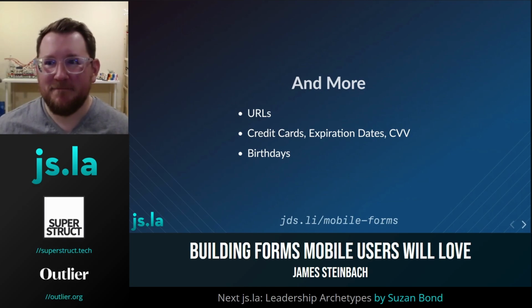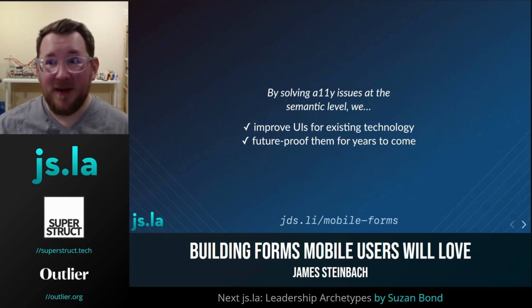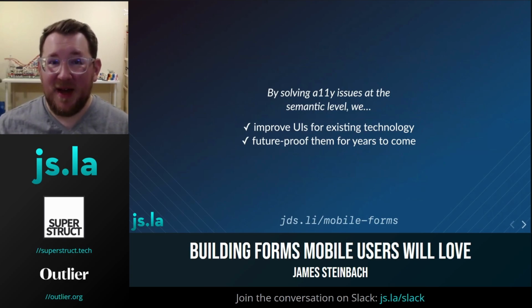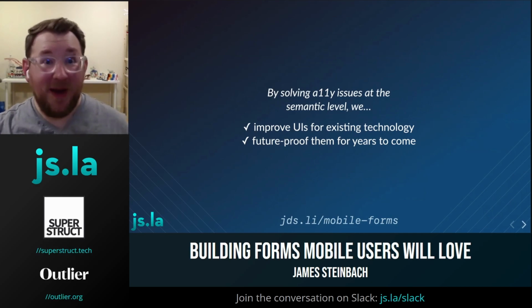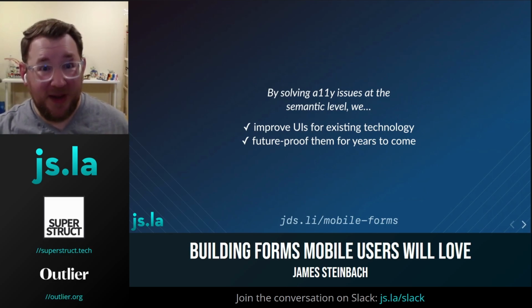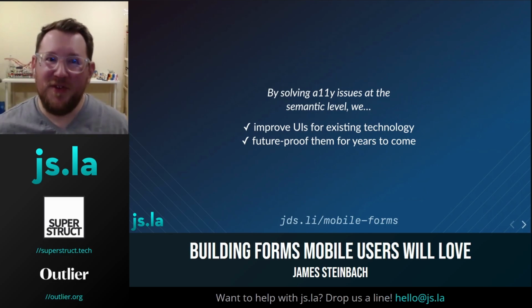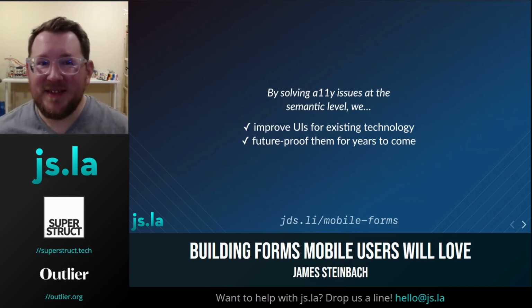So to wrap it all up, we're solving our accessibility issues and our user experience issues at the same time by addressing things at the semantic markup level. And the awesome results are we're improving our UIs right now for all the technology that our users currently have in their pockets, and we're future-proofing the apps we build, the UIs we're creating, for years and devices yet to come.